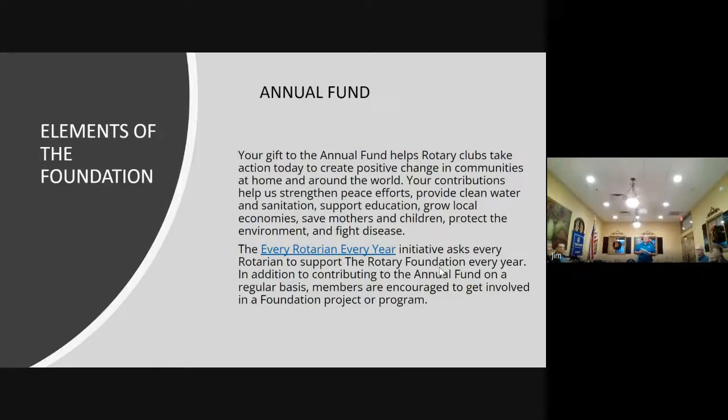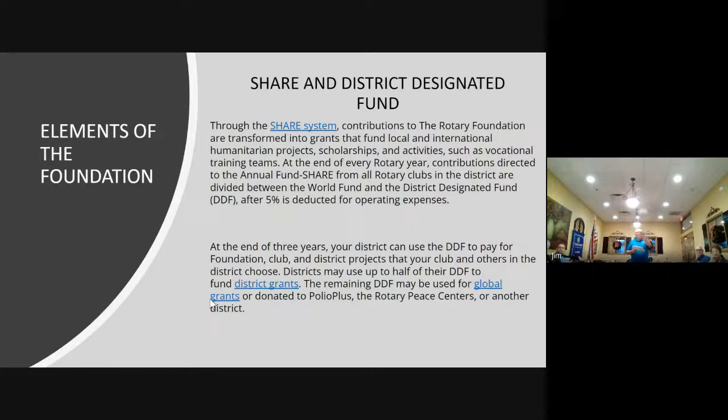And Corey, I think that's our next slide. Oh, that's okay. That's the share designee. 50% of those annual funds that are collected, that third year contribution, goes to pay for projects around the world. The other 50% comes back to the districts, and that is used to do the district matching grants and district projects that are funded on the local level.